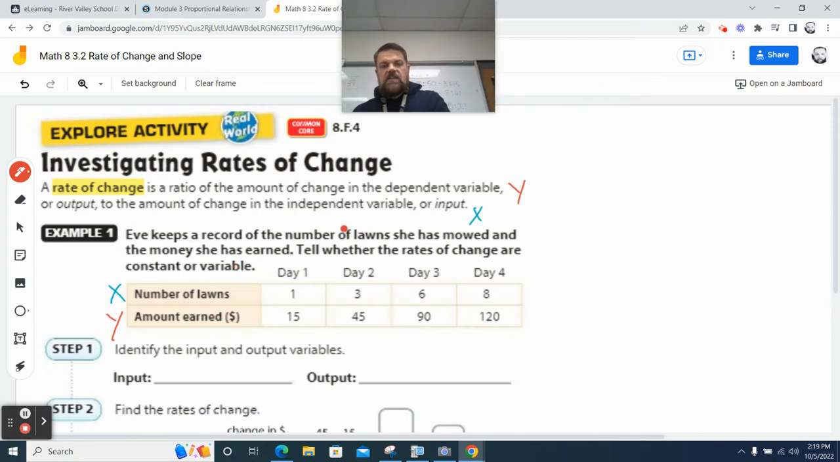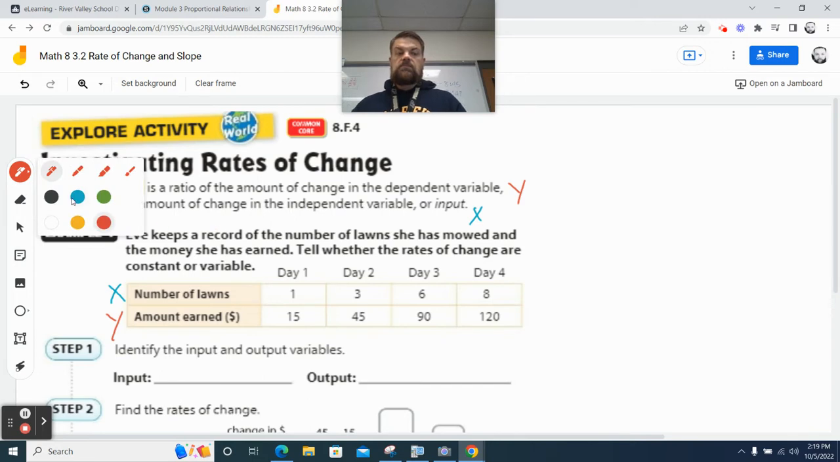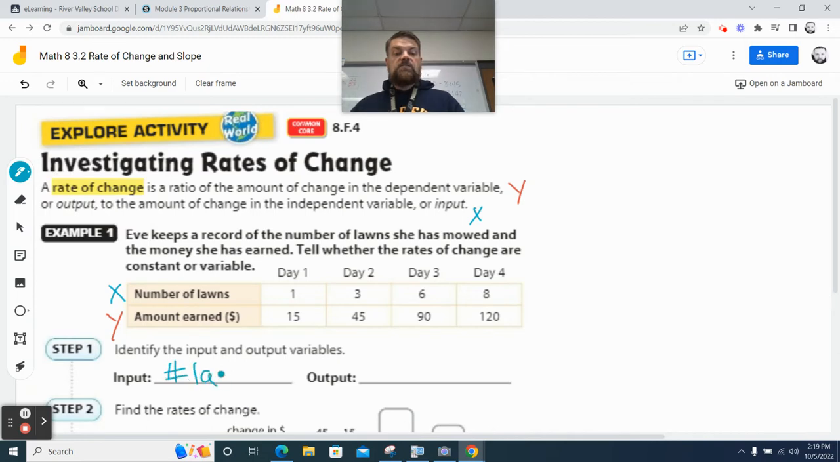So anyways, it says identify the input and output variables. So what are the input variables? What are we measuring for the input? Number of lawns, right? So we're going to do the number of lawns. What's the output then? Dollars earned, right? Money earned.